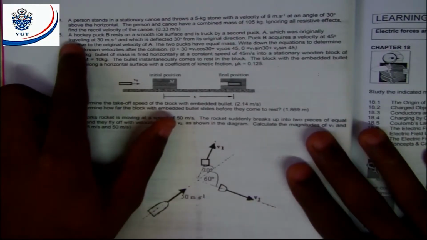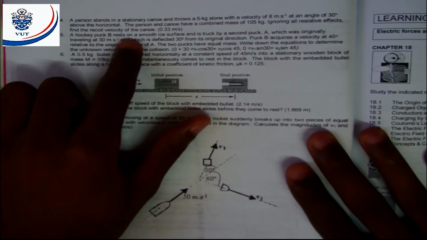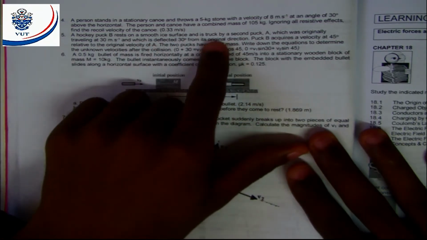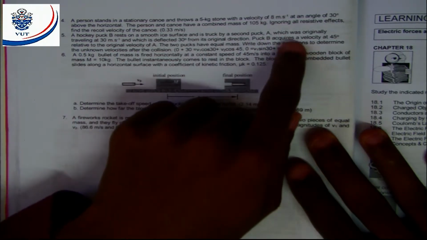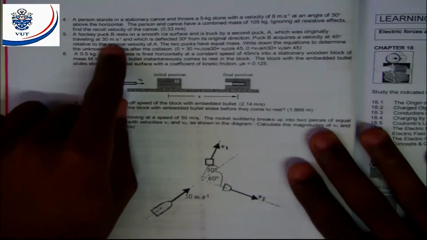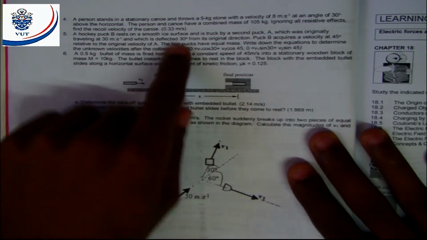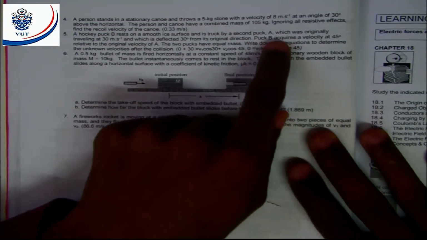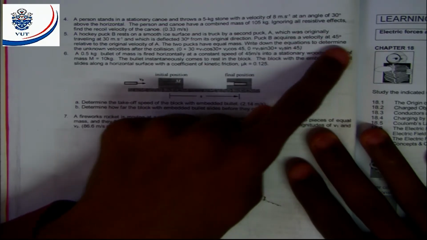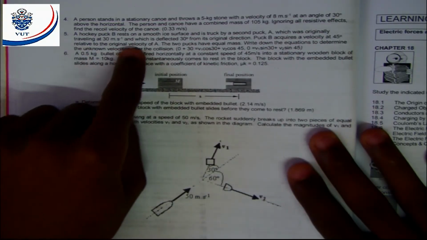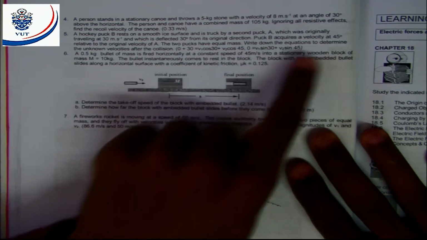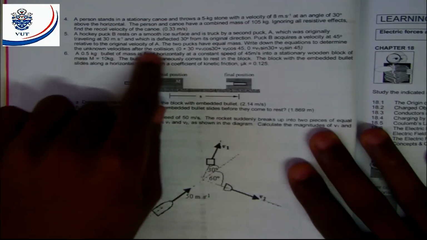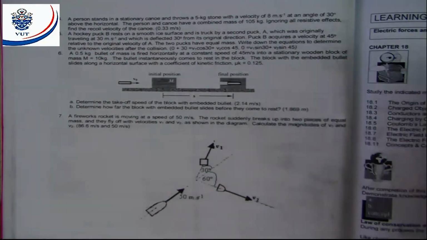So number 5, we have a hockey puck B, which rests on a smooth ice surface and is struck by a second puck, A, which is originally traveling at 30 meters per second and deflected 30 degrees from its original direction. Then puck B acquires a velocity at 45 degrees relative to the original velocity of A. The two pucks have equal mass, and we need to write down the equations to determine the unknown velocities after collision.